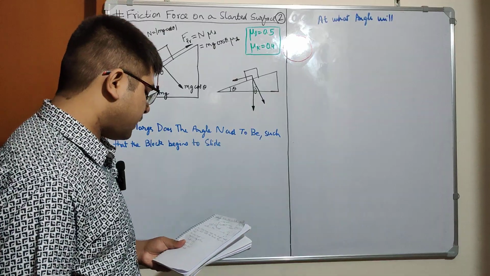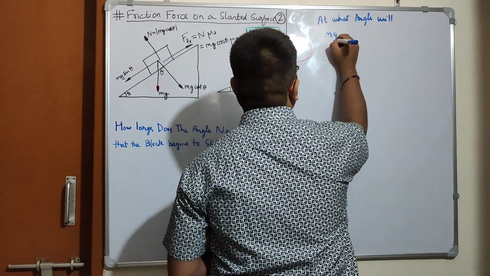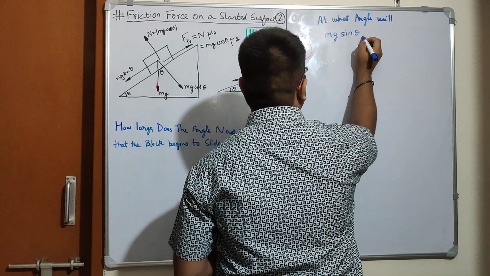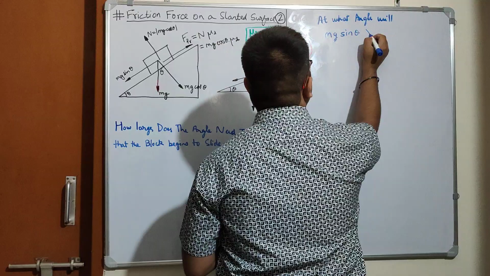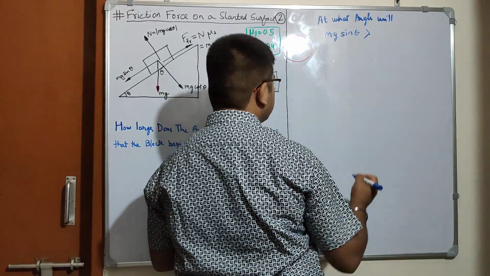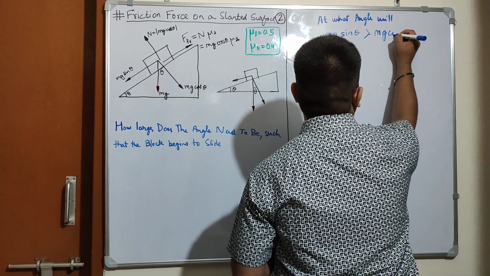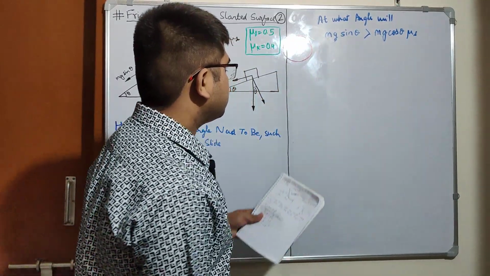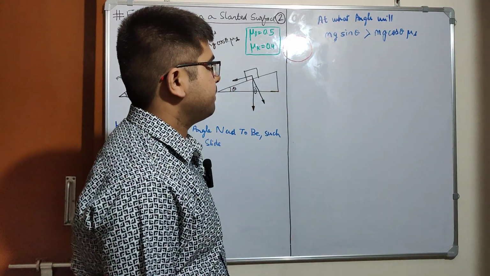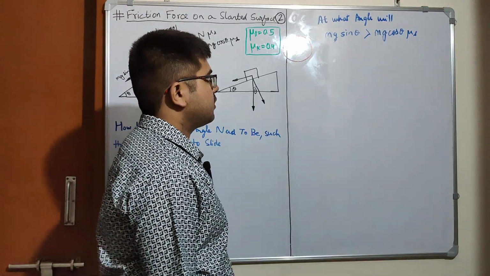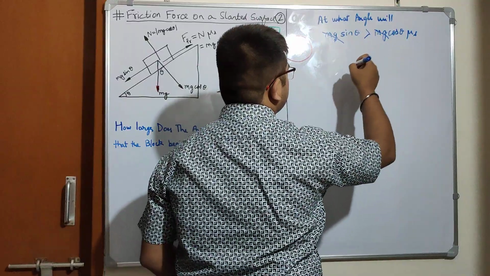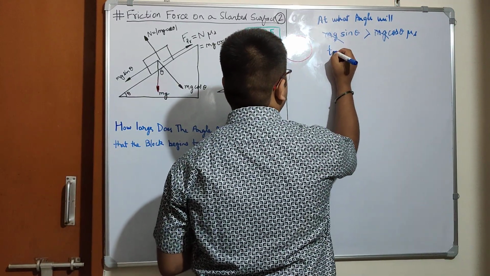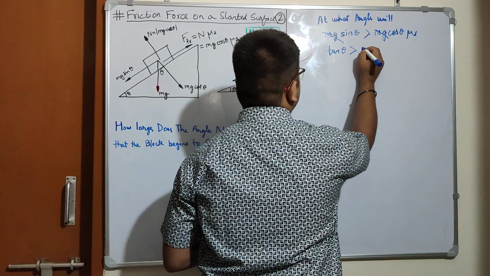So we have to find at what angle mg sin theta will be greater than mg cos theta mu_s. That's the equation to be solved. So mg will cancel out, and we will be left with tan theta greater than mu_s.